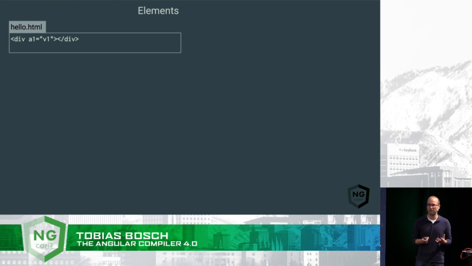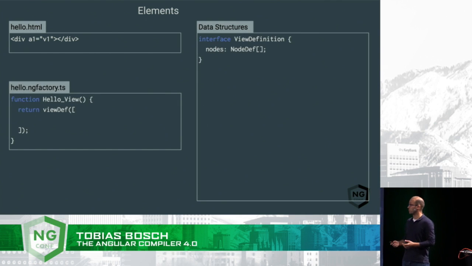Let's assume we have a hello component, and it uses a template like this. There's an element inside, a div, which has an attribute and a value. And then we generate this kind of code. If you used ahead-of-time compilation, you know these files that we generate. They're called ngfactory.ts. Those are the files that we produce, and they now contain a function per component. They use the component name as prefix and a suffix, in this case View. And this function returns something.